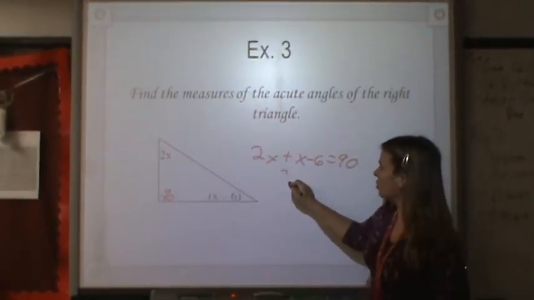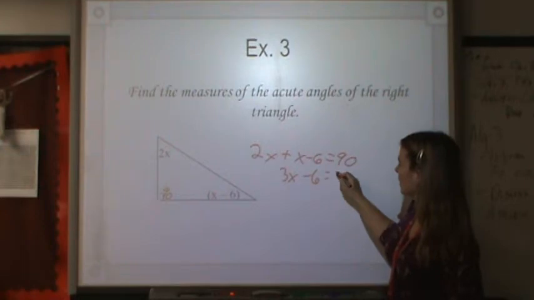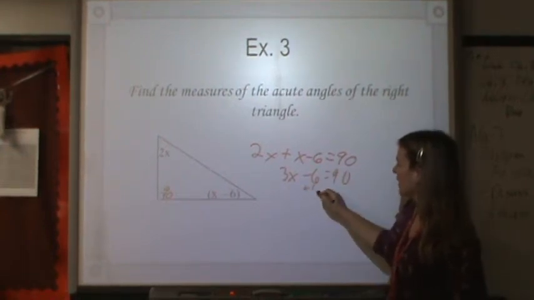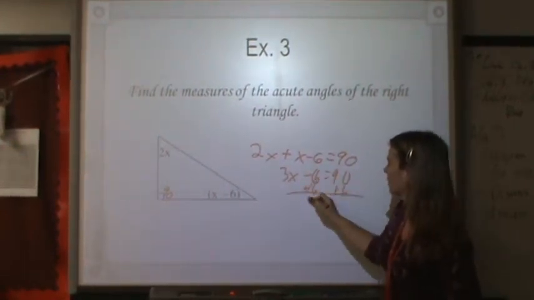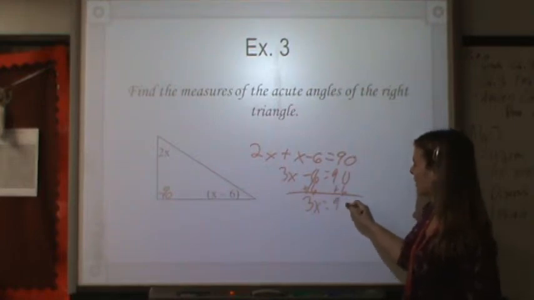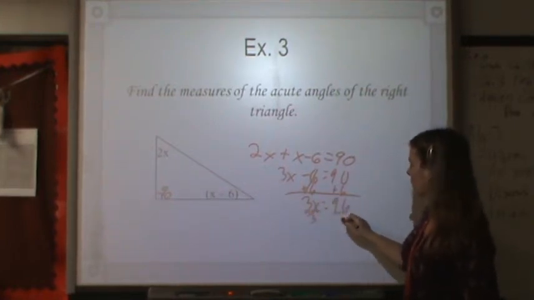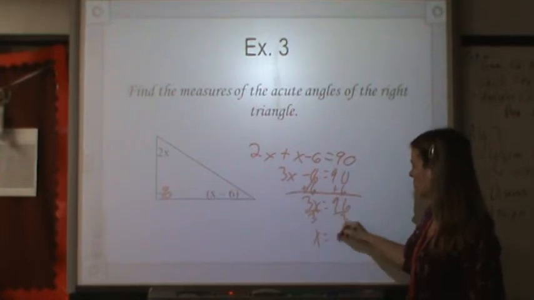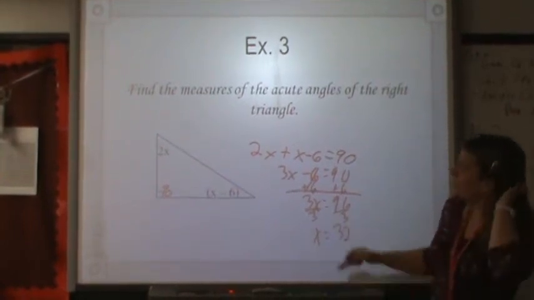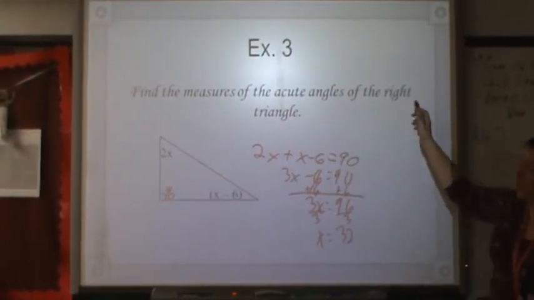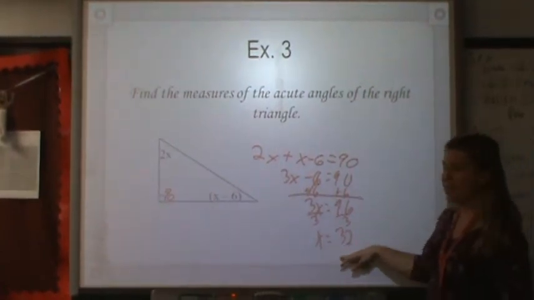2x plus x is 3x, minus 6 equals 90. Then you have to add 6 to both sides. So it would be 3x equals 96, and then divide by 3. So x equals 32. Being that it wants me to find the measures of the acute angles of this right triangle, all I did was find x.